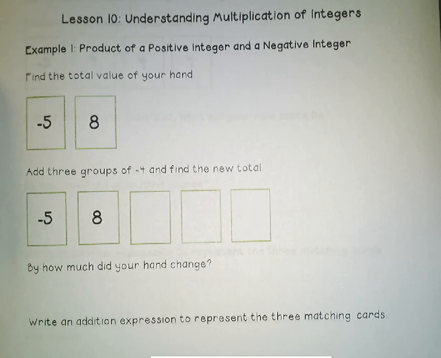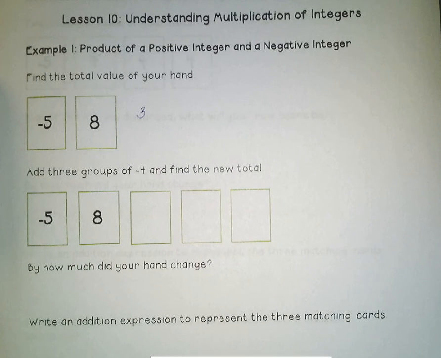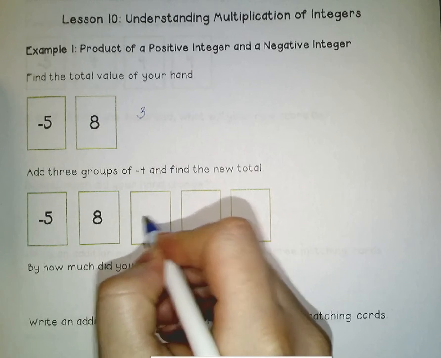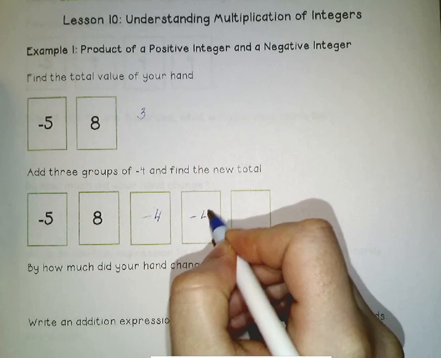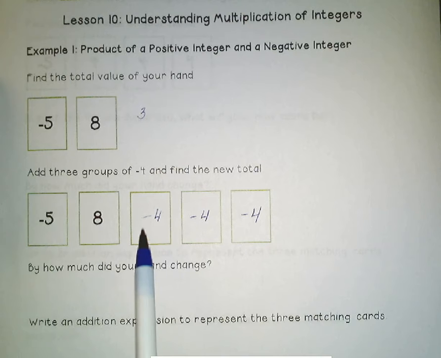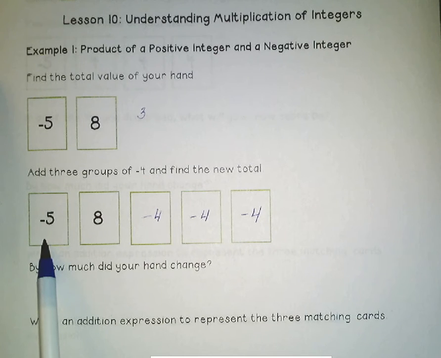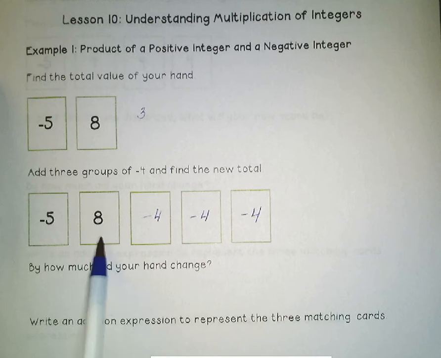So let's find the total value of your hand here. You have two integer cards and the total value is -5 plus 8, which is 3. Add three groups of -4 and find the new total. So here we have three groups of -4: -4, -4, and -4. What is the new total here? I have -4 plus -4 plus -4, that is -12, plus -5, that is -17, plus 8 is -9.